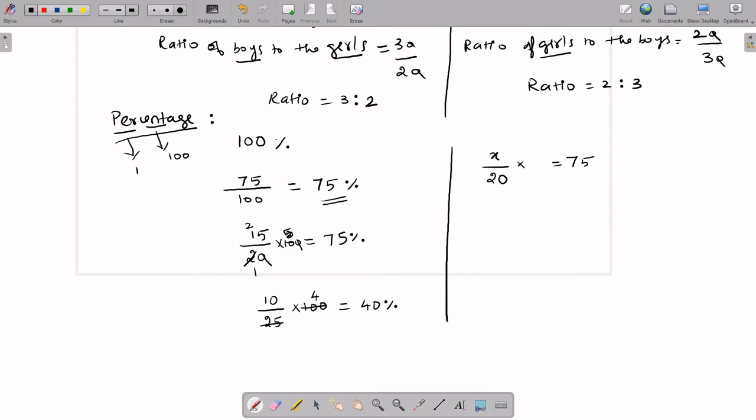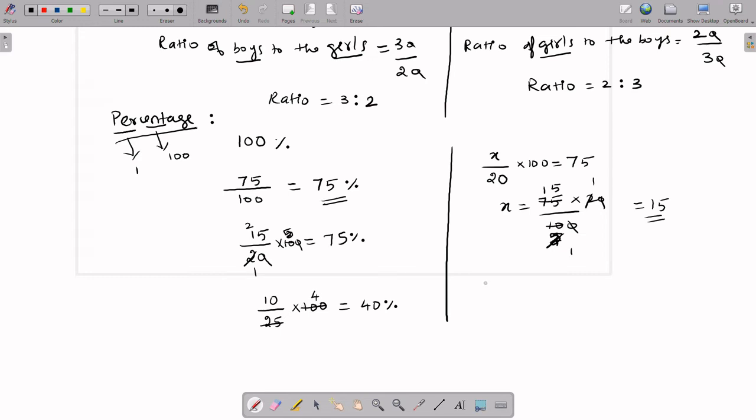For that also you have to multiply by 100 and take these two terms to the other side. So you have 75 times 20 divided by 100. These terms get cancelled, and 5 times 2 is 10, 5 times 3 is 15. So x is equal to 15, your marks will be equal to 15. This is also how you can find it.